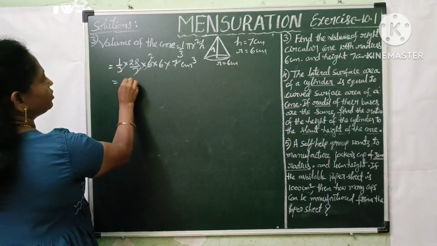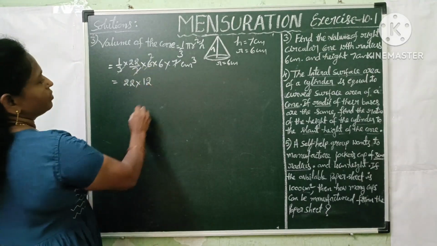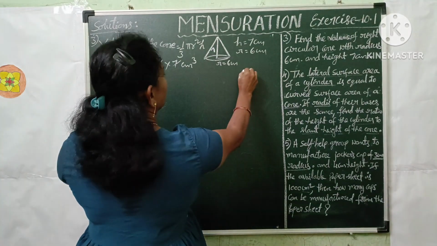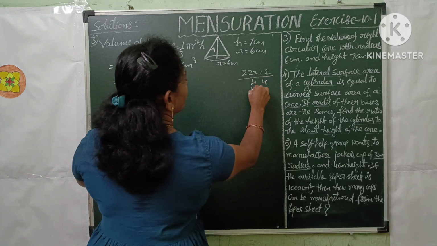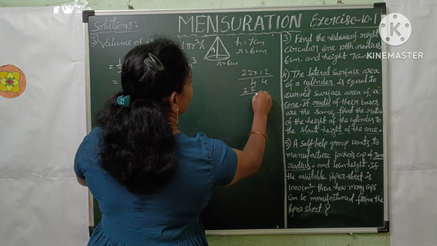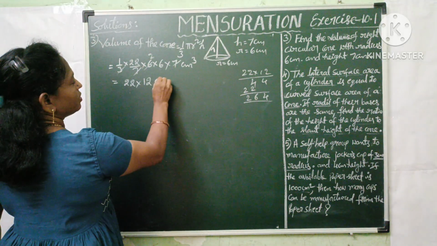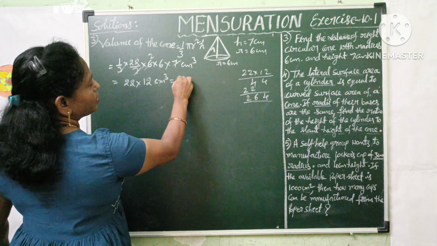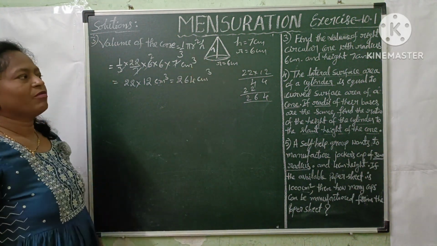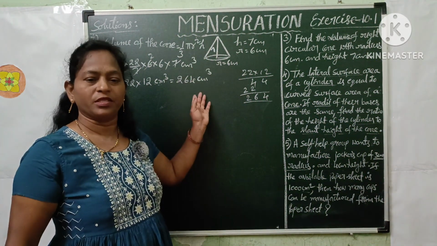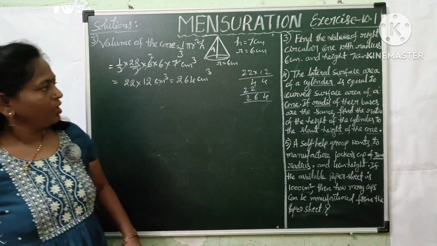That is equal to 22 into 6 2s are 12. Now multiply here 22 into 12: 4, 2, 2, so 4, 6, 2, 264. That is equal to 264 centimeter cube. So here the volume of the cone is 264 centimeter cube. Simple question only, no need to take much time. Right. Next one.